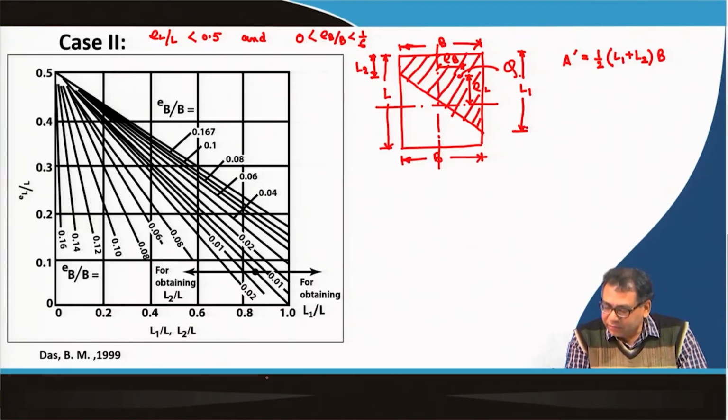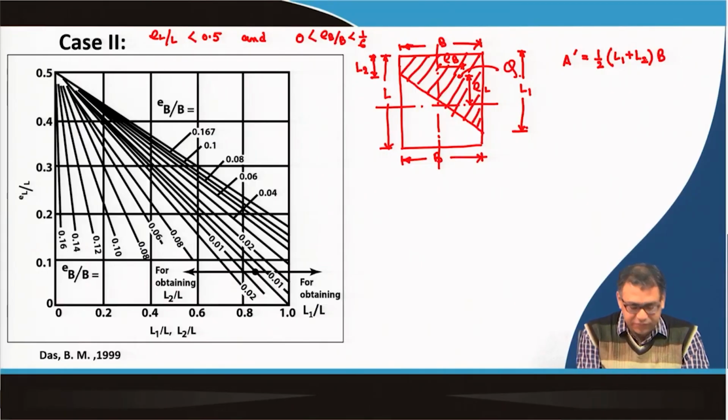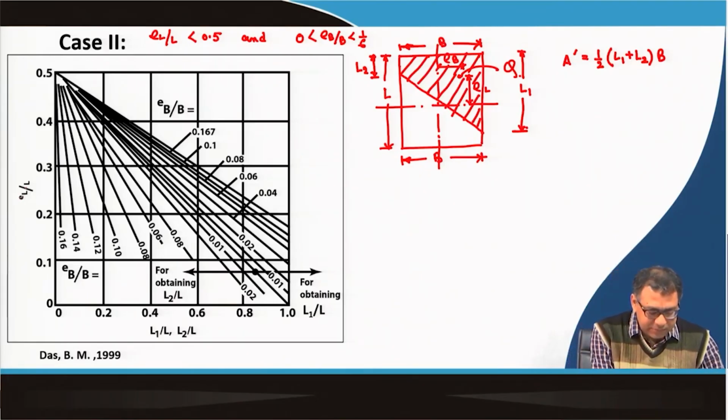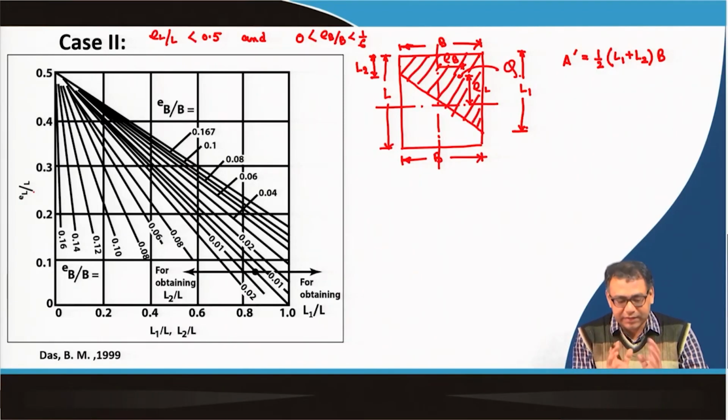Now, how will I calculate B? I know the length and width of the footing. How will I calculate L 1 and L 2? L 1 and L 2 I will get from this figure. Let me explain this figure. First you calculate E L by L. You have to know the eccentricity along the length direction, then divide it by the length of the footing, and that value should be less than 0.5. That is why it is 0 to 0.5.